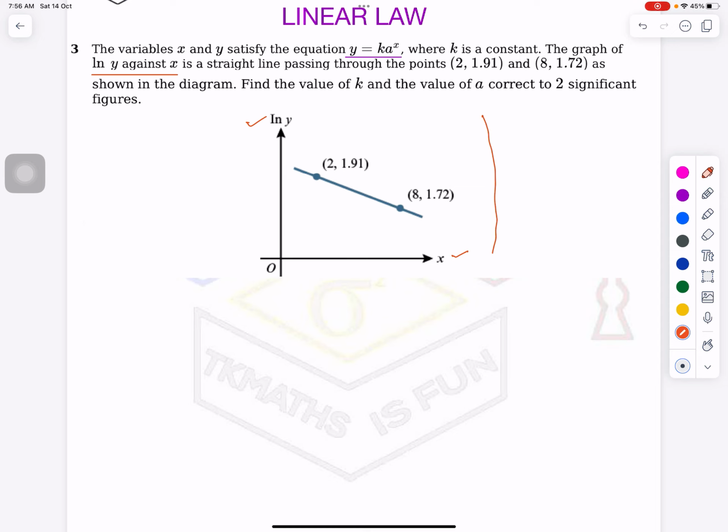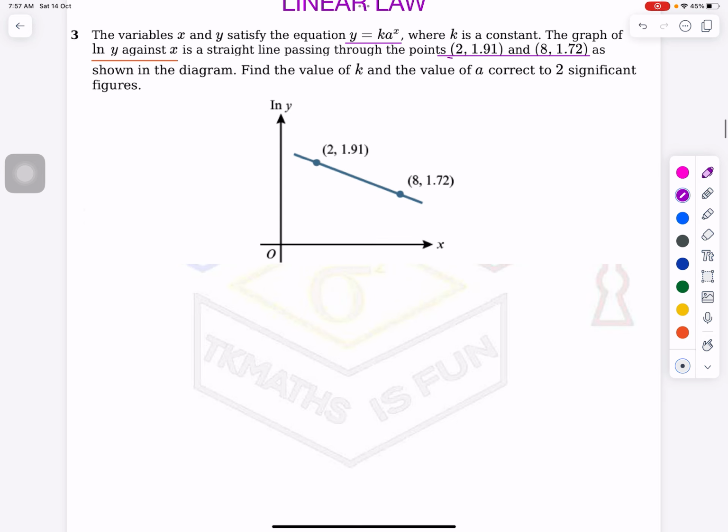Some students do not feel like drawing it, and some do. So it depends on different people's learning styles. There is no fixed rule. Okay. So now, the 2 points through which the line is passing are also given here. So I have to find out the value of k and the value of a, which are constants. Okay, this is the whole target.